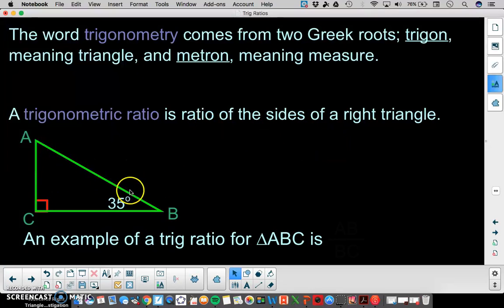So we can compare two sides of triangle ABC. An example of a trig ratio for this triangle would be AB to BC. Or we could compare AC to BC, or even AC to AB.